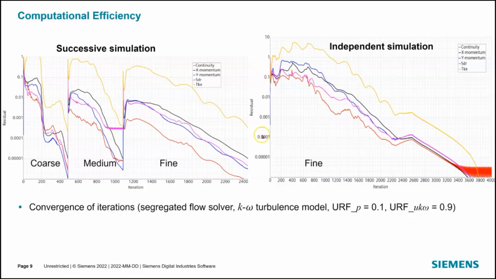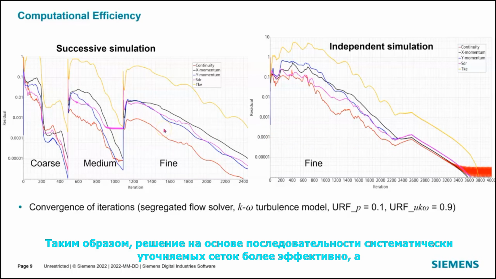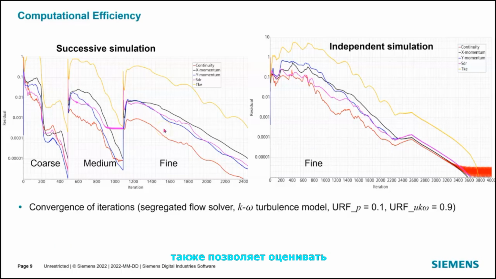Solving on a sequence of systematically refined grids is therefore more efficient, and it also allows the estimation of discretization errors by comparing the solutions obtained on each grid.